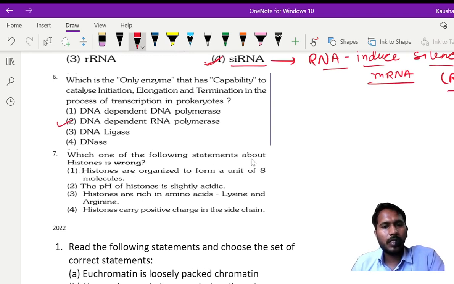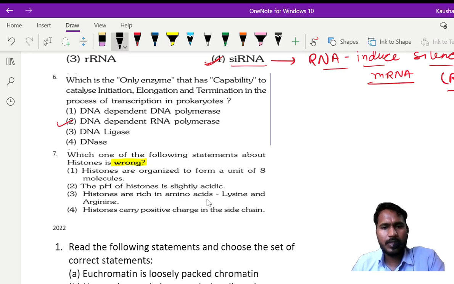Which of the following statements about histone is wrong? Okay. Now tell me. They are asking wrong, so you highlight it. Like what they are asking, correct or incorrect, wrong, correct, highlight. Histones are organized to form a unit of 10 molecules. The pH of histone is slightly acidic. Histone is rich in lysine and arginine, and histone carries a positive charge in the side chain. Okay, so what will be your answer?